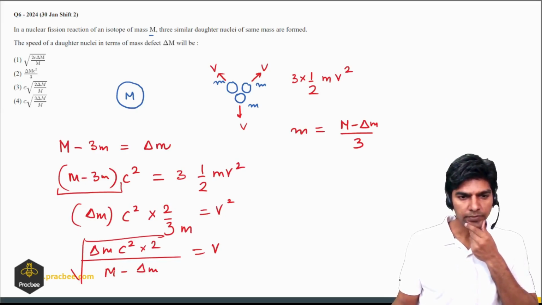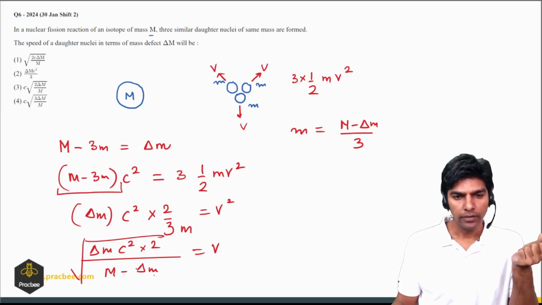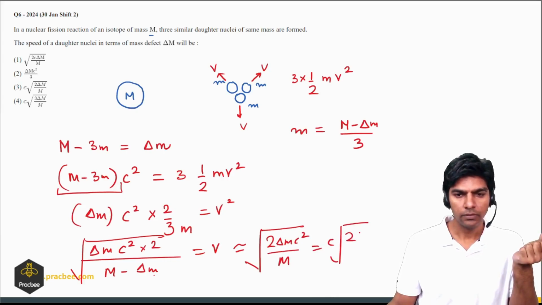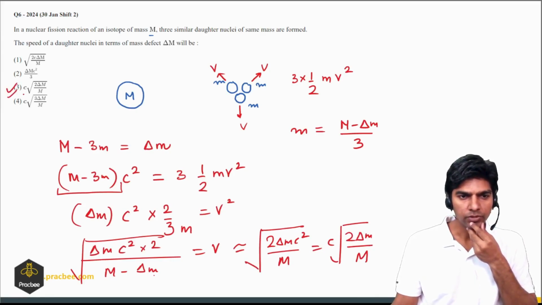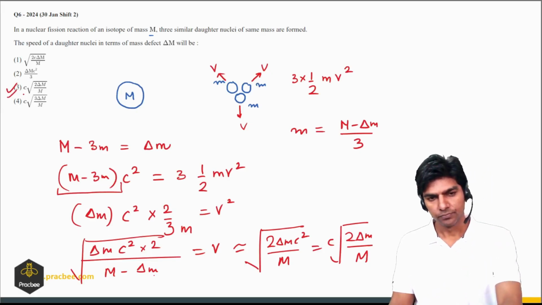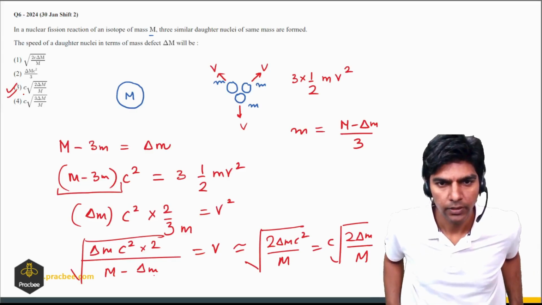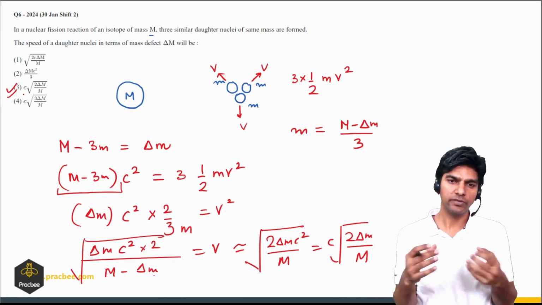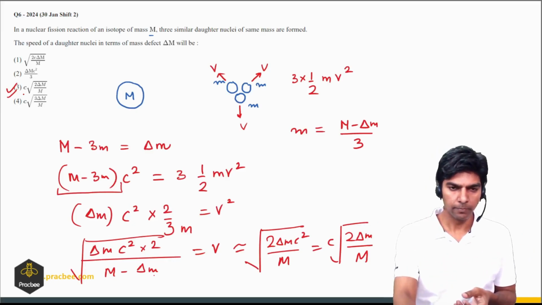Okay, so this capital M will be very large in comparison to small m. So in the denominator, we can write denominator as nothing but M. So we can ignore delta m when we are doing the subtraction of M and delta m. So this can be written as root of 2 delta m c square divided by capital M, which is c times root of 2 delta m divided by capital M. So if you look at option C or option 3, that is the right answer. So whenever we have this kind of a case where we have a fission reaction going on or fusion reaction is going on, we can conserve linear momentum.